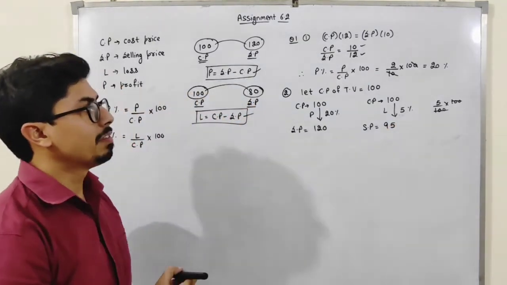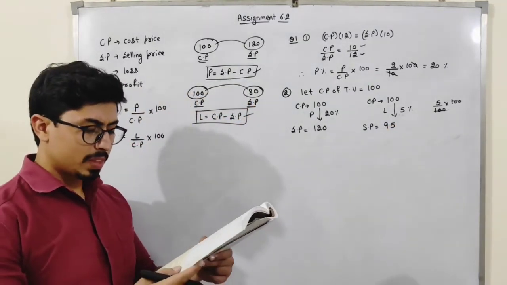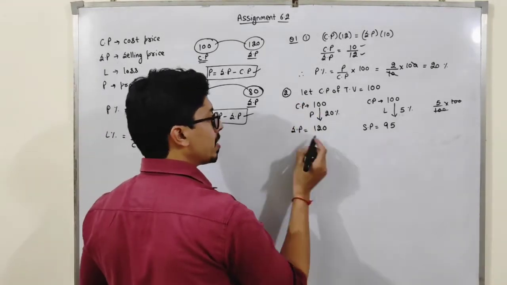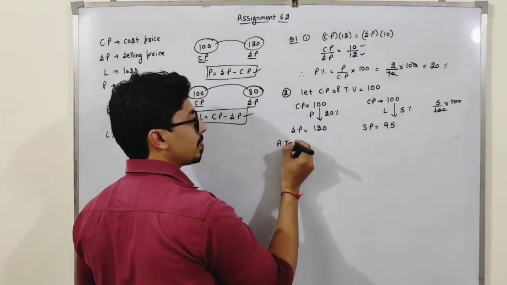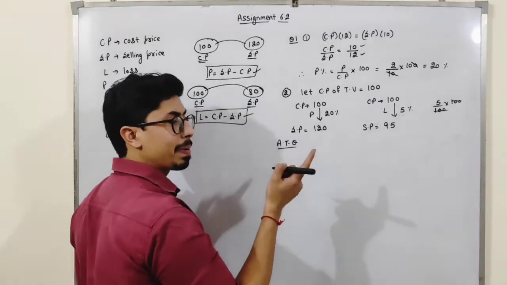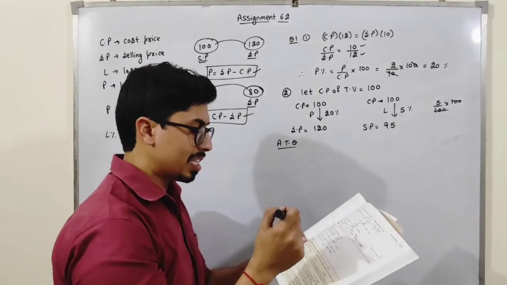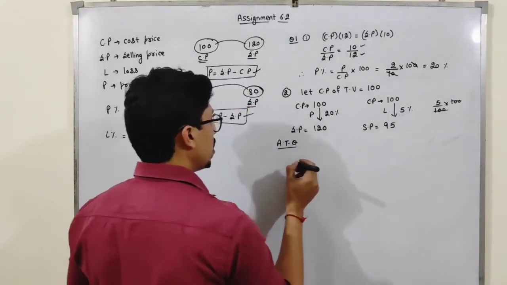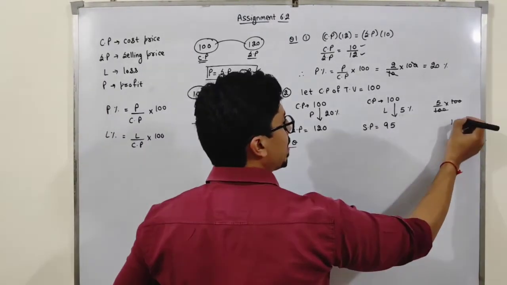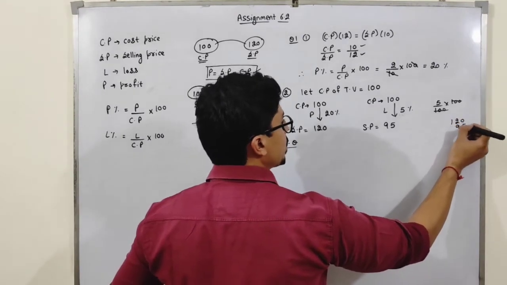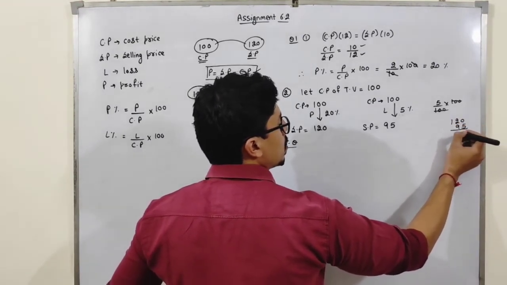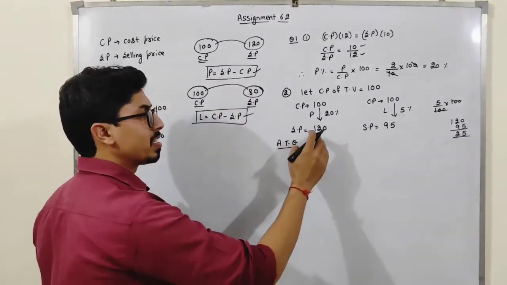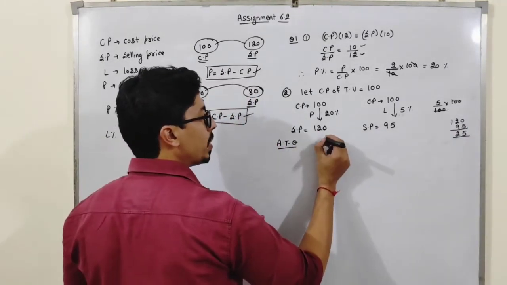But according to the question, students, the difference between the selling prices is 700 rupees. According to us, if I just take the difference of these two, 120 minus 95, it will be 25.